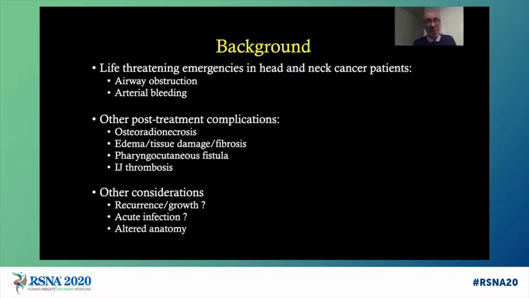So, acute life-threatening emergencies in head and neck cancer patients, we're basically talking about two things: airway obstruction and arterial bleeding. Now, head and neck cancer CTs, and especially patients who've had prior treatment, they can be quite difficult. There's a number of post-treatment complications that we have to be aware of and recognize. There's a number of other considerations to take into account, such as is there evidence of recurrence or tumor growth? Does the patient have an acute infection? How do we accurately describe the altered anatomy?